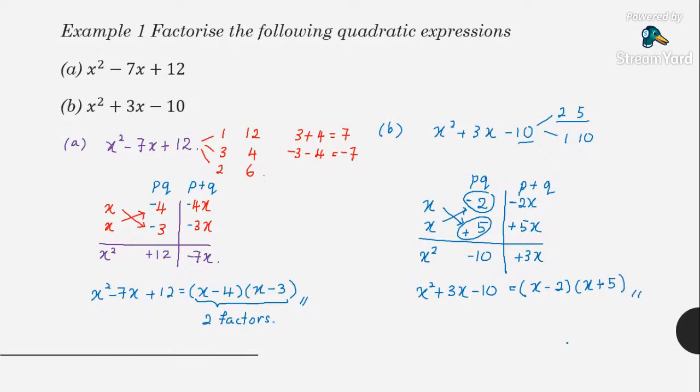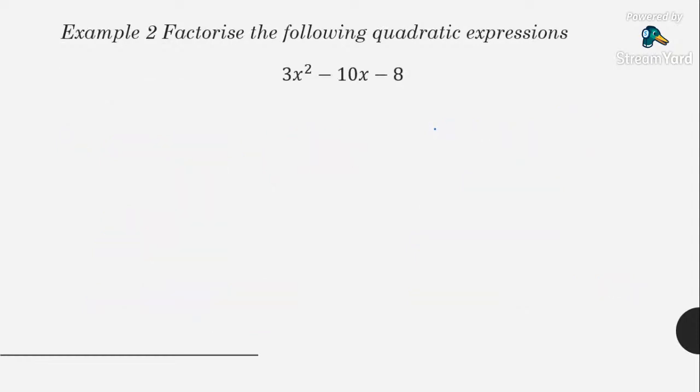Done with your factorizations. Okay, so this is considered as easy factorization because in this case, your a equals to 1 here. Now we will see the quadratic expression where a is not equals to 1.